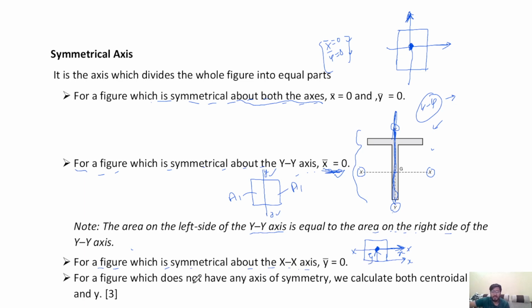For a figure which does not have any axis of symmetry, we have to calculate both the centroidal x and y distances. We cannot say directly the centroidal distance of the figure.